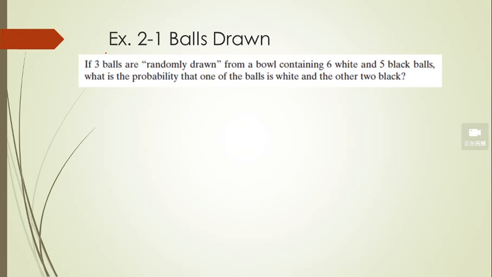Now we are going to talk about one typical type of example: balls drawn. There are a lot of questions that can pop up with this type of scenario. Let's read it. If 3 balls are randomly drawn from a bowl containing 6 white and 5 black balls, what is the probability that one of the balls is white and the other 2 black? So let's try to understand.